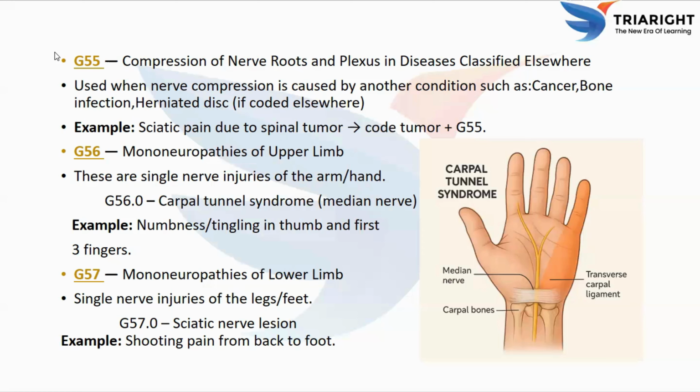So what is an example of G55? A spinal tumor presses on the sciatic nerve, causing sciatic pain. So you have to code the spinal tumor, then you have to add G55.